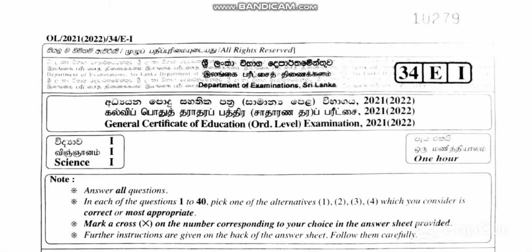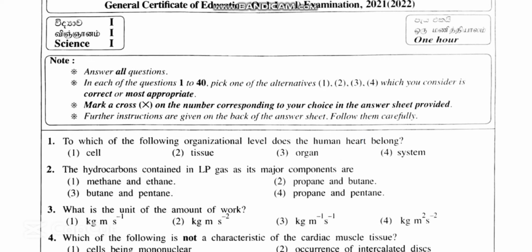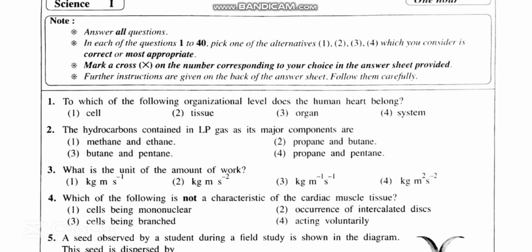MCQs have been analyzed, along with how the questions came and what the question patterns are. You will get 40 MCQs, each containing 4 answers. You have to choose the most suitable, most appropriate, or most correct one. Each answer you choose, you have to mark with a cross on the MCQ sheet. In the paper you can do your calculations, and mark the answer clearly on the MCQ sheet.